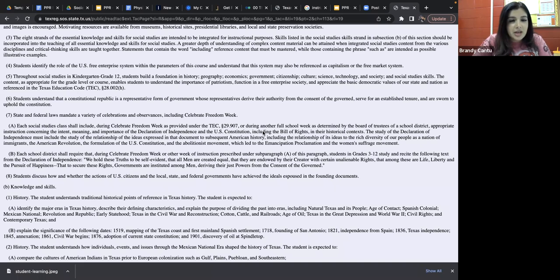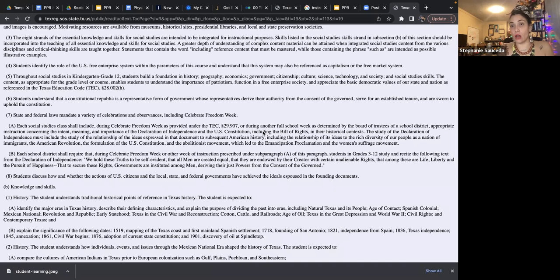Excuse me? It says there Celebrate Freedom Week, and that's weird that I've never heard of that. Yeah, it's the law. Maybe they call it something else, but yeah, you have to say each social studies class shall include during celebration of Freedom Week, as provided under the Texas Education Code, which is the law, or during another full school week as determined by the Board of Trustees of the school district, appropriate instruction concerning the intent, meaning, and importance of the Declaration of Independence and the U.S. Constitution, including the Bill of Rights, in the historical context.